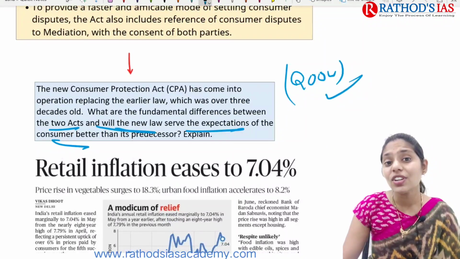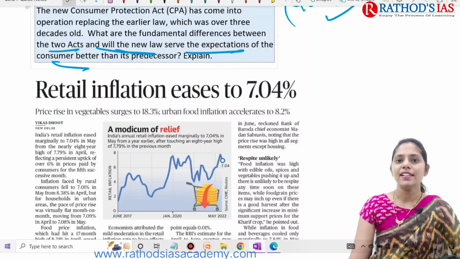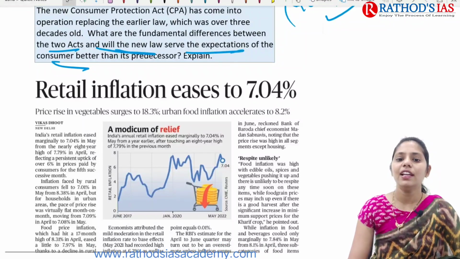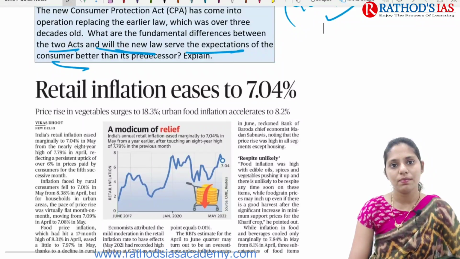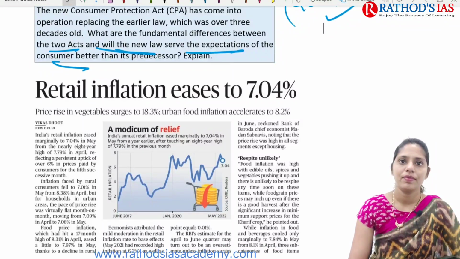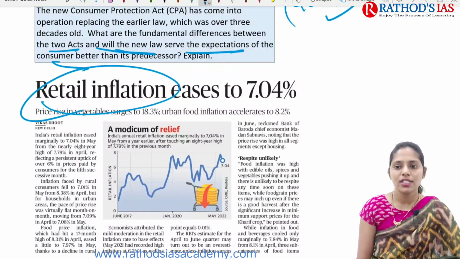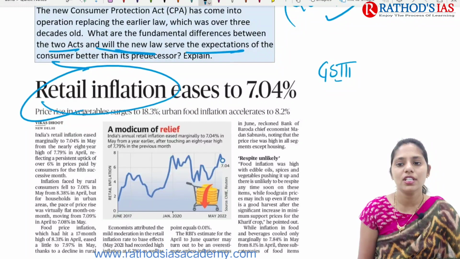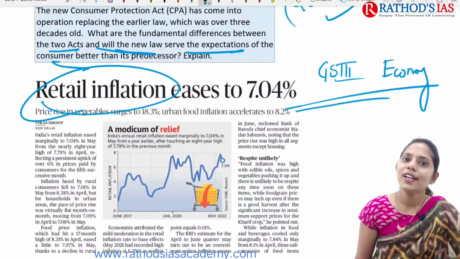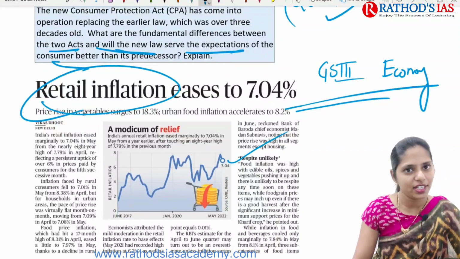So now let us try the next topic. The title says retail inflation eases to 7.04%. This article mainly focuses on retail inflation. This article is important from your GS Paper 3 economy point of view. So now let us try to discuss this topic in great detail.